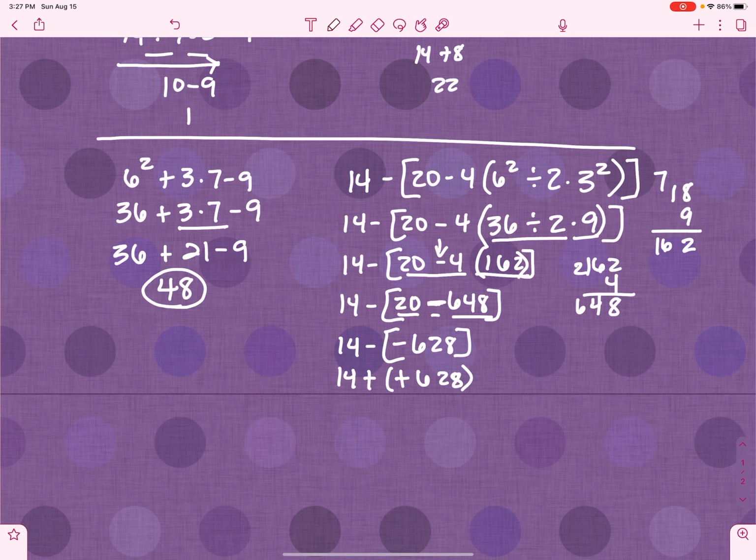Remember, that becomes positive, if you can't remember that. So essentially, I'm adding 14 and 628 to give me 642. Easy peasy, lemon squeezy. There is some practice on this. If you are confused at all, I highly recommend that you do your practice.